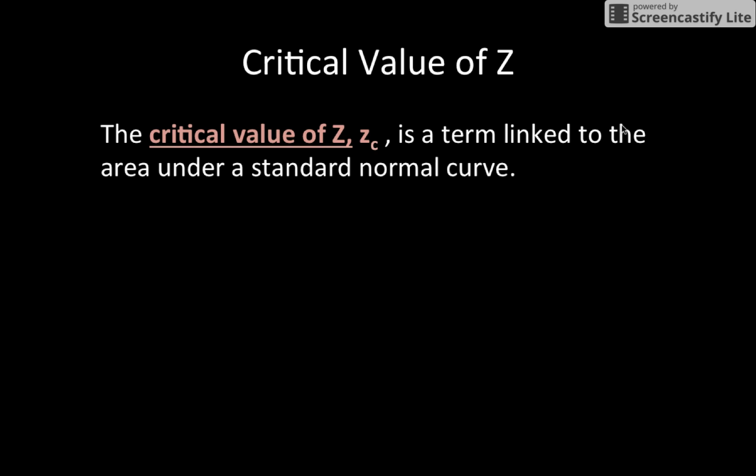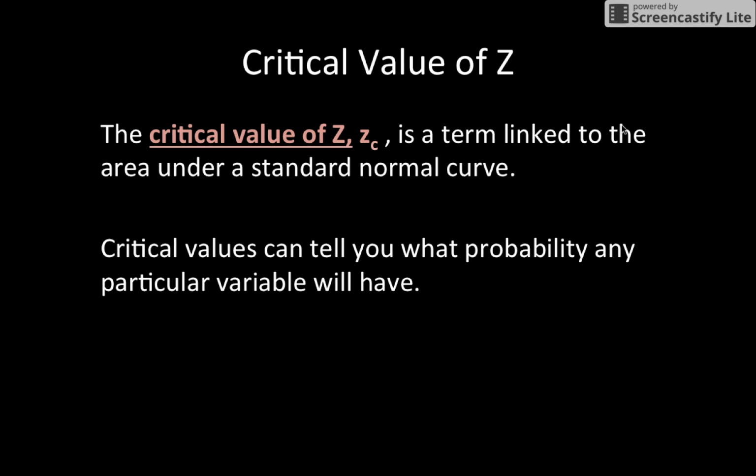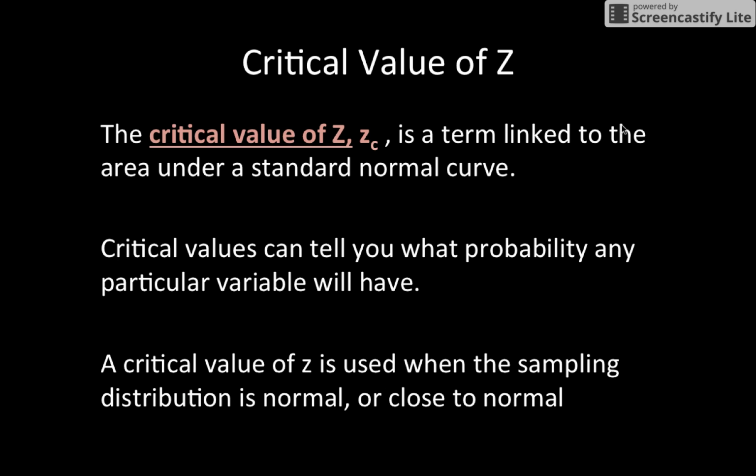The critical value of z, which is z sub c, is a term linked to the area under a standard normal curve. Critical values can tell you what probability any particular variable will have. A critical value of z is used when the sampling distribution is normal or close to normal.